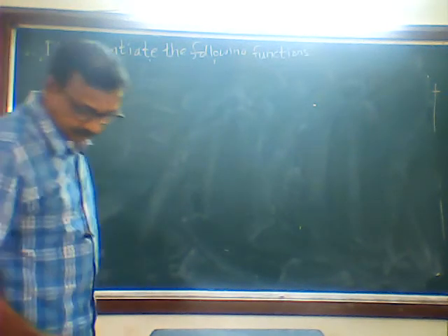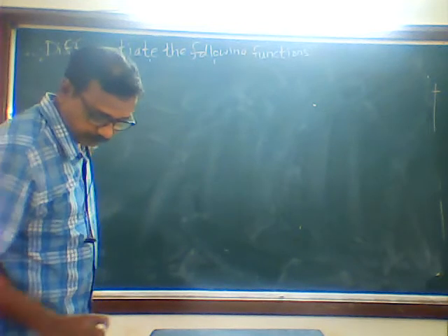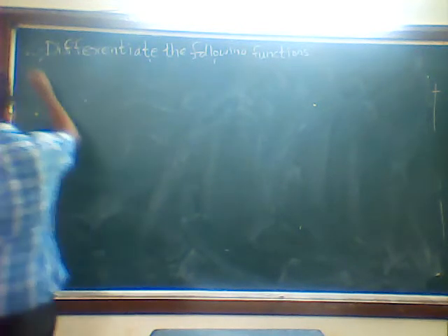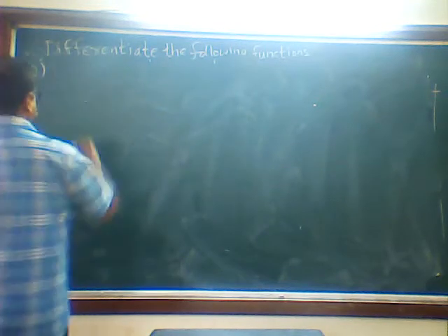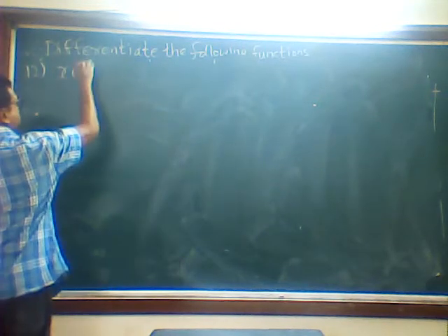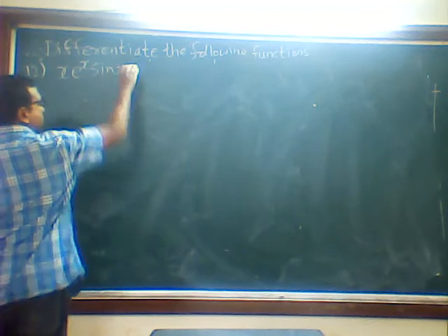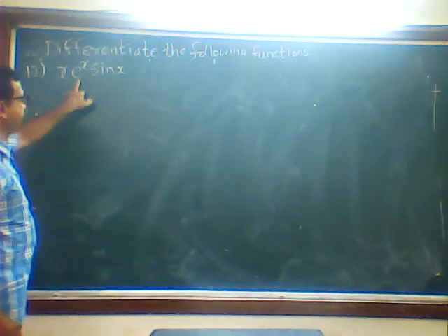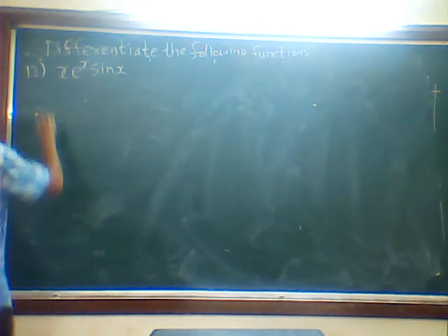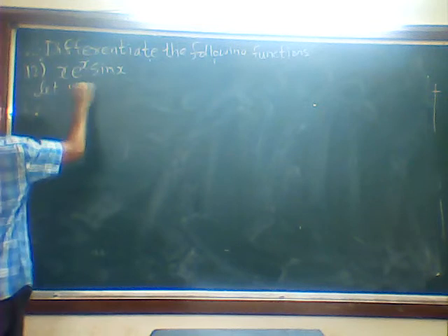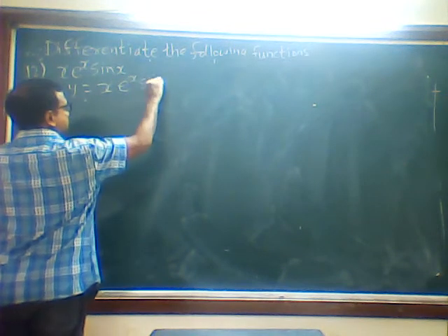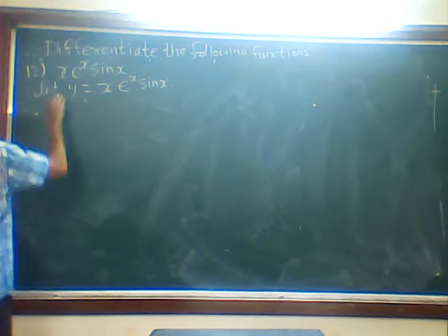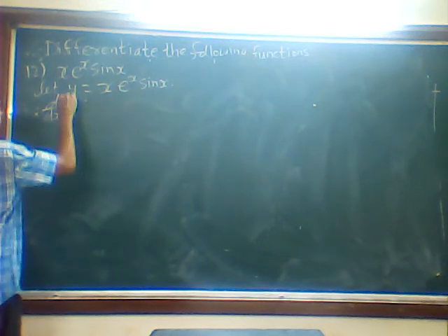Okay, now we'll do with three terms u, v, w. Problem 12: x e raised to x sin x. Here u, v, w, three things are given. So first step is what? Let y is equal to x e raised to x sin x, d by dx of y.